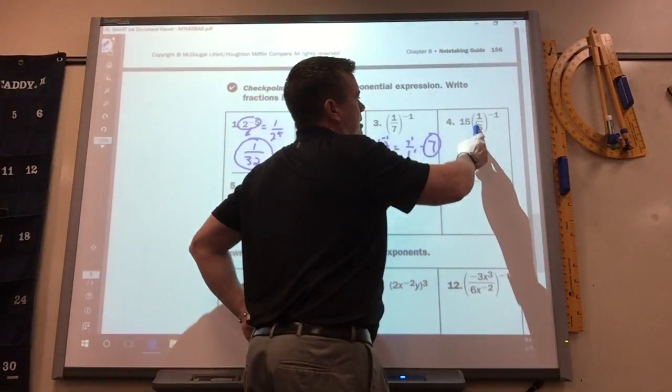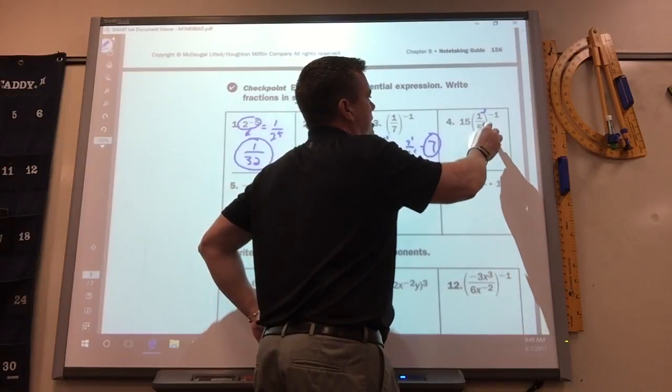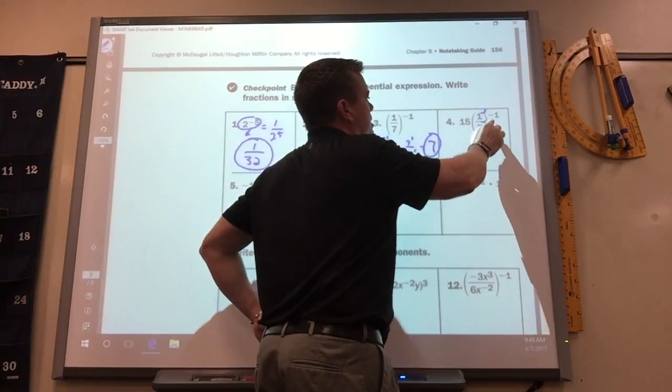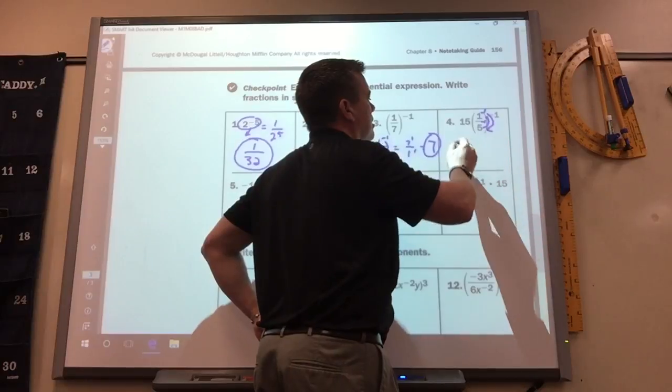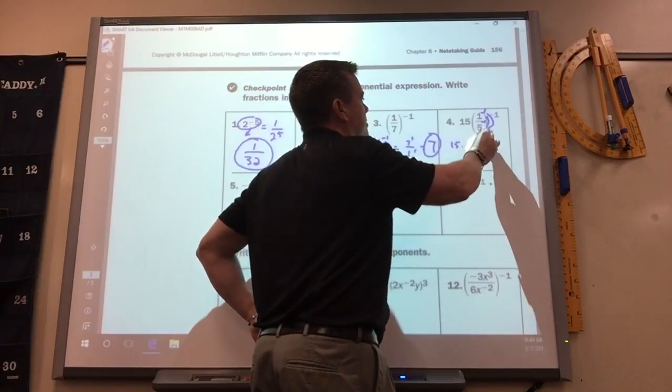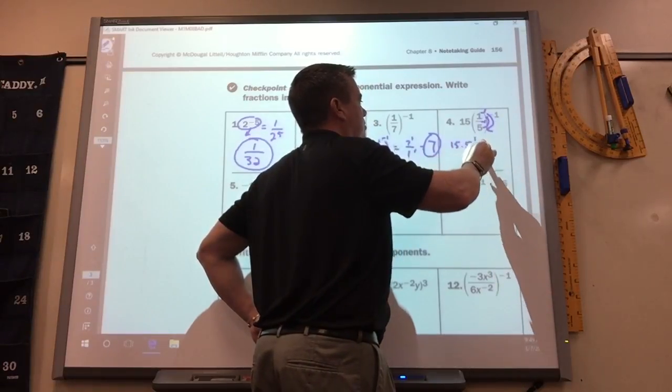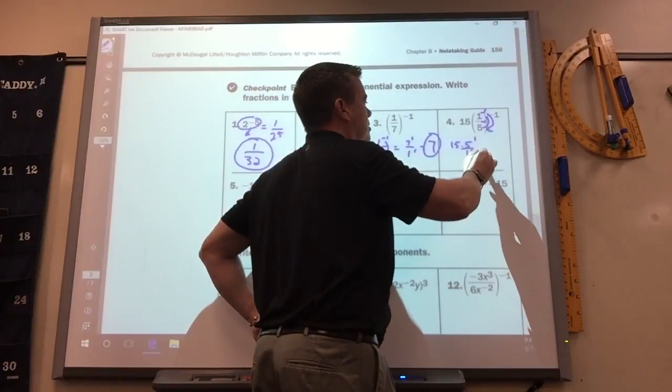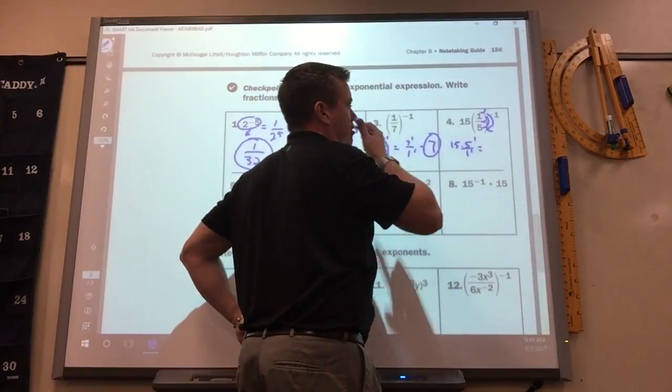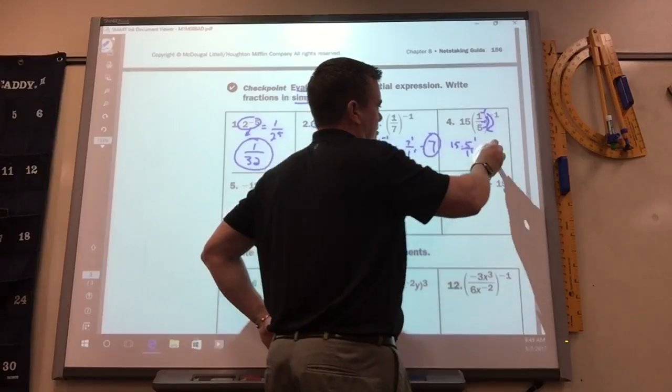Same thing here. This would be 1 to the negative first and 5 to the negative first, which means you'd have to flip them both. So it'd be 15 times, this would move up, this would move down, and then you just figure it out. 15 times 5 is 75.